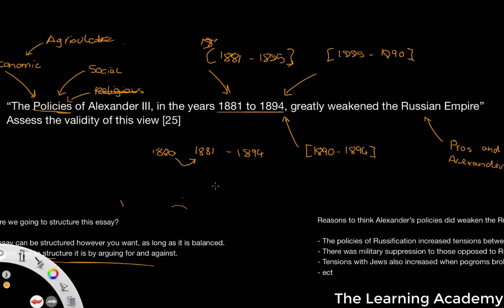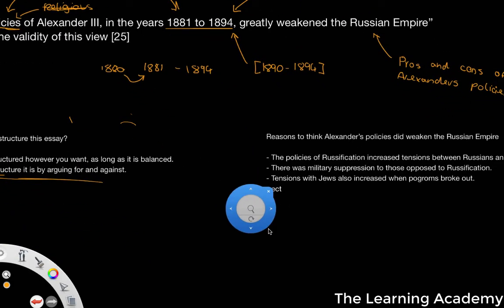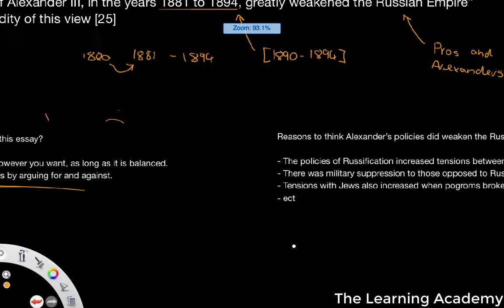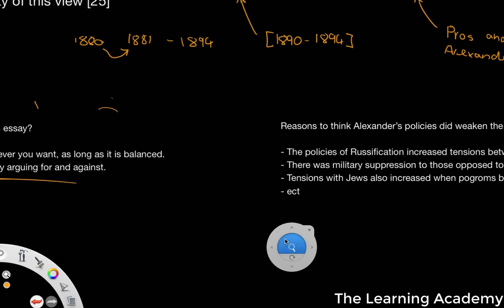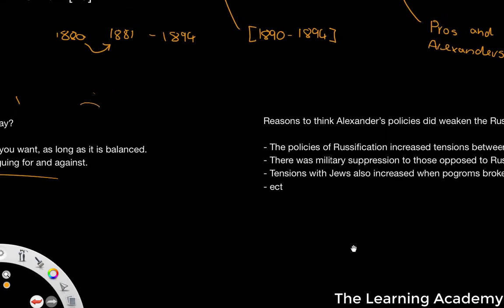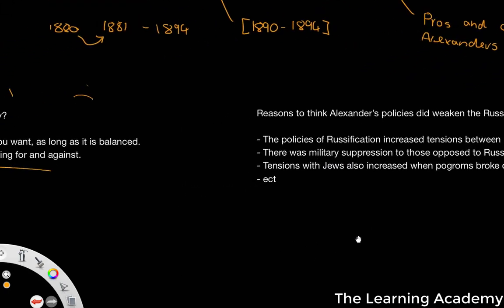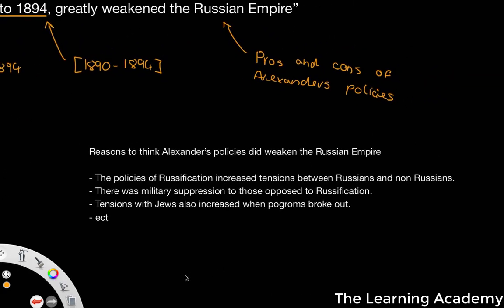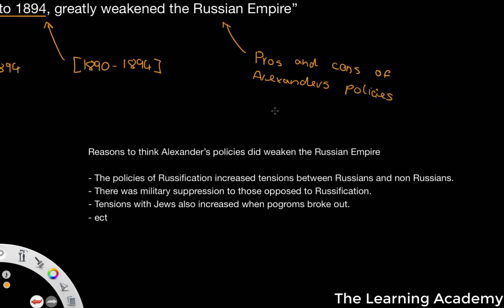So with that being said, let's look at a couple of the things that we can add into our essay. This is by no means all of them. This is just a very quick note-taking session that I did looking through previous videos and what I could have put into this essay. So, reasons to think that Alexander's policies did weaken the Russian Empire. Okay, so bear in mind, underneath the surface we are just being asked what are the pros and cons of Alexander's policies. However, you can't write that in the essay. You've got to write whether or not they weakened the Russian Empire.